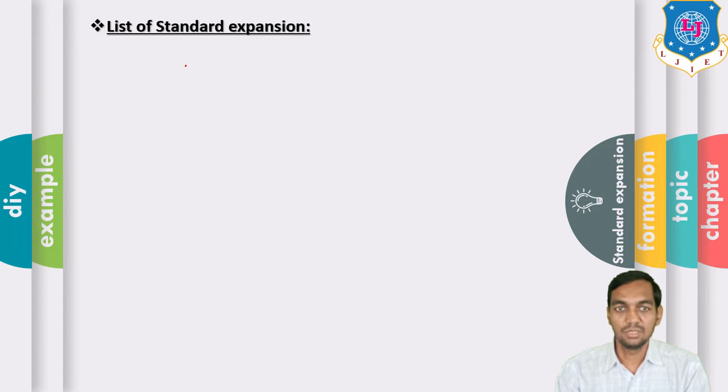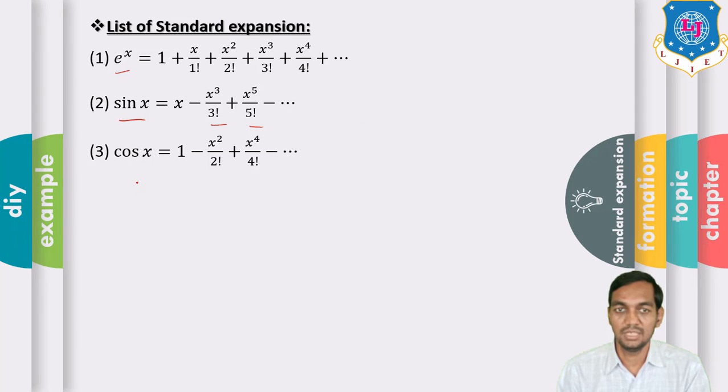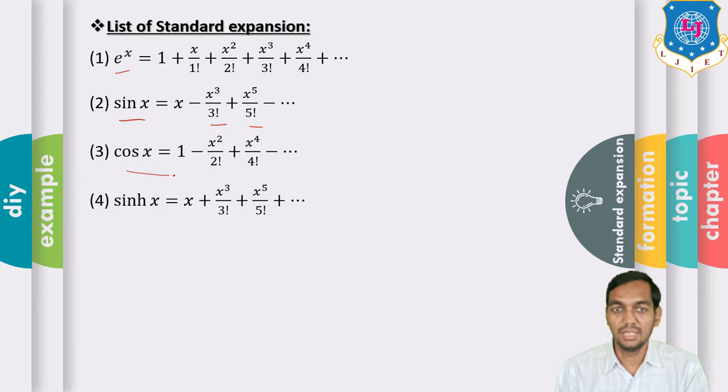Now, a list of the standard expansions. See, this Maclaurin series you have to remember. These are some standard functions whose Maclaurin series we have to remember. So e raised to x has the expansion 1 plus x upon 1 factorial plus x square by 2 factorial plus x cube by 3 factorial and so on. Sine has the odd power terms and an alternating series: x minus x cube by 3 factorial plus x raised to 5 by 5 factorial minus x raised to 7 by 7 factorial and so on. And cos has the even power terms, so 1 minus x square by 2 factorial plus x raised to 4 by 4 factorial and so on.